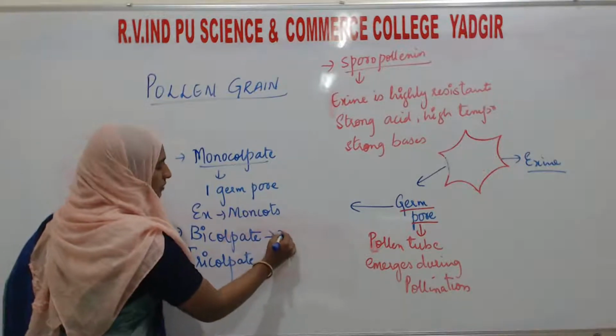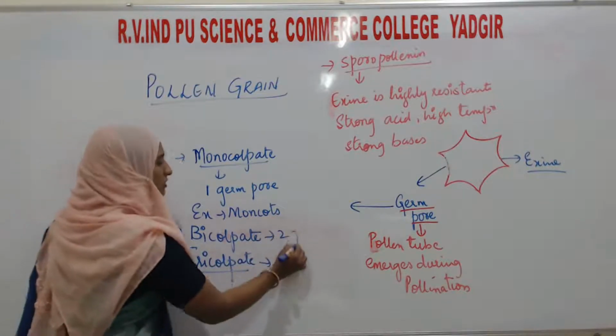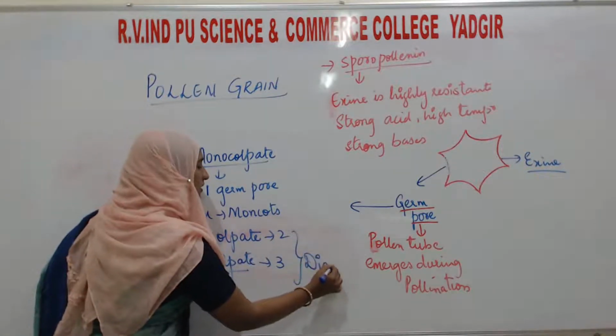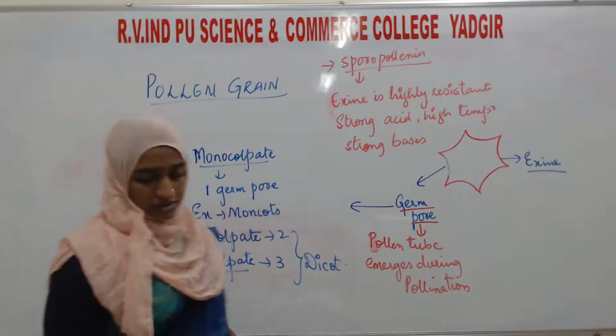Tricolpate. If the germ pore number is 3, then it is known as tricolpate. These both are found in the majority of dicot plants. Okay, so this is about the germ pore.